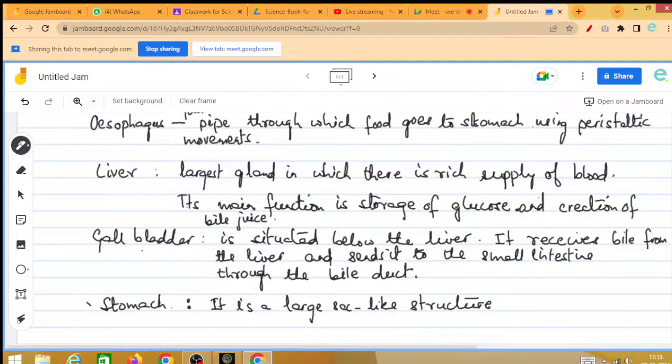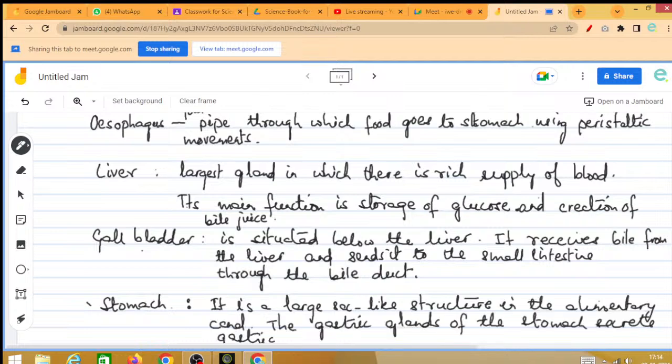The gastric glands of the stomach secrete the gastric juice. The gastric lining or the gastric glands, yes, miss. The gastric glands of the stomach secrete gastric juice. For what? To digest the food.